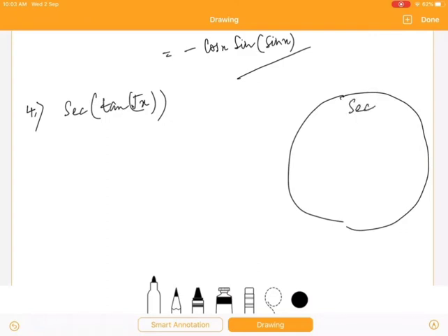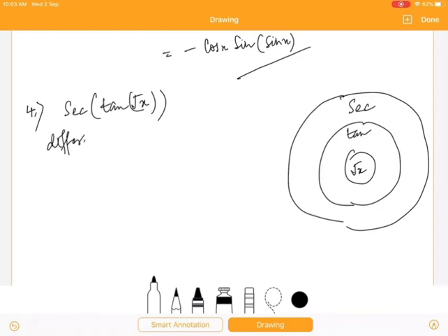And what is the main course? The main course is the tan function. Now, what is the dessert? The dessert is the root x. Square root x is the dessert. So I have to differentiate this one.